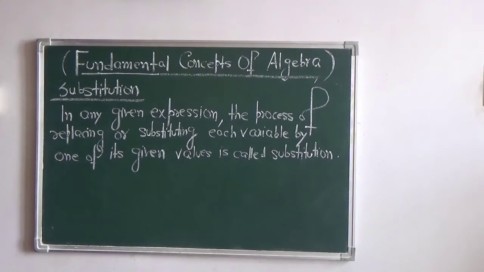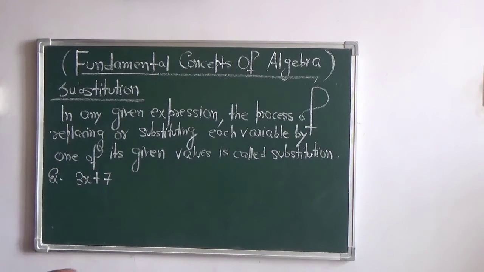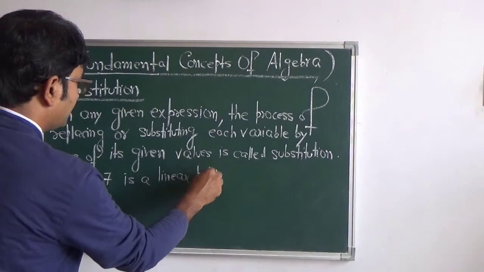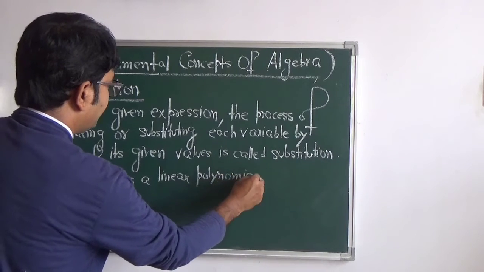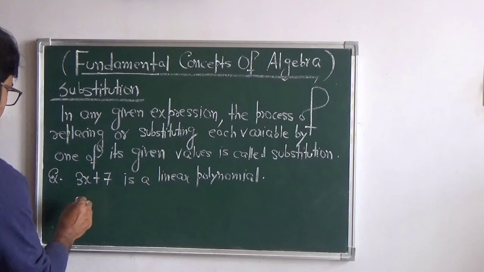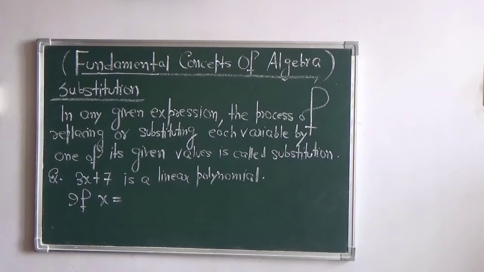We take an example that will be much clearer to you. Example: we have 3x plus 7, which is a linear polynomial. You know why it is called a linear polynomial? Because the highest power, or degree, is 1. So you can take any particular value for x. Suppose it is 3. Now what will we do? You will substitute this value of x in this position. We put the value of x as 3, which is called substitution.